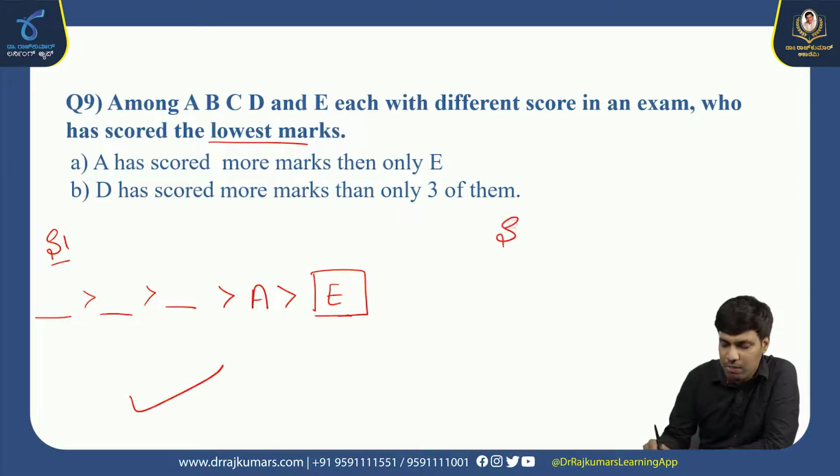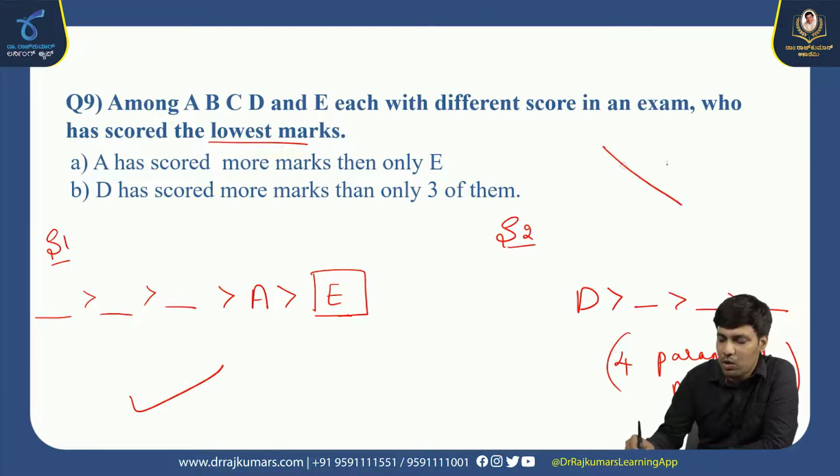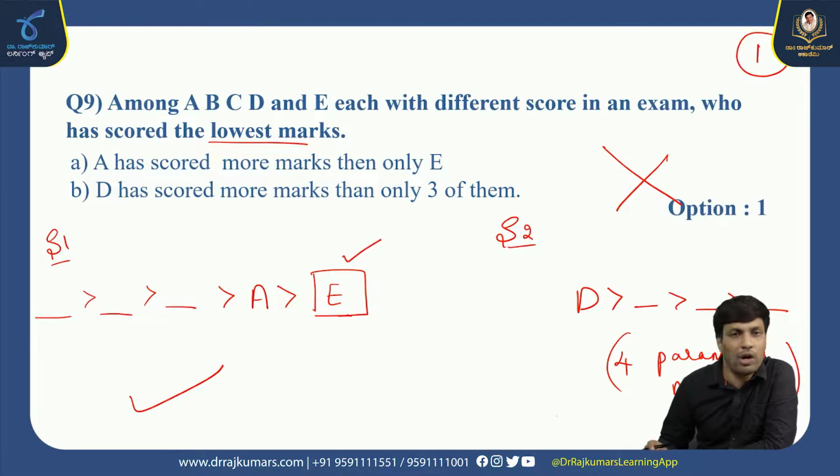Let us come to statement 2. We have D has scored more than only 3 of them. Here all the parameters except D are missing. 4 parameters are missing. With these 4 parameters we cannot judge the sufficiency. So statement 2 does not follow. Whenever statement 1 is sufficient and statement 2 is not sufficient, you need to mark your answer as rule number 1. Moving on to our next problem.